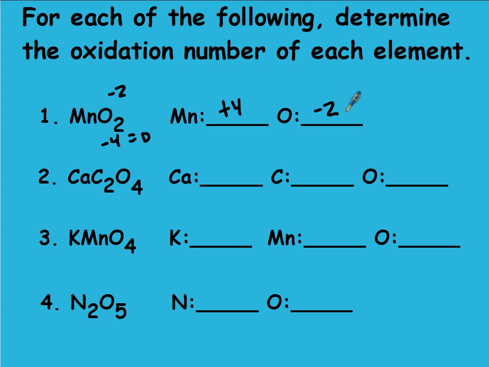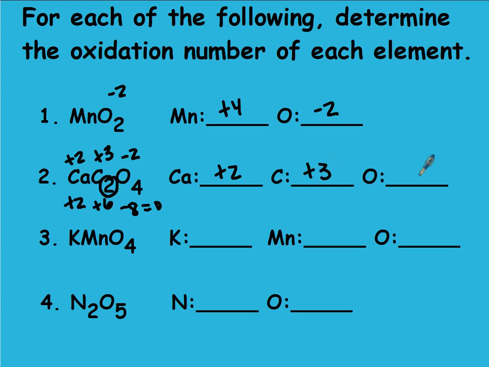So oxygen was -2 times 2 is -4, so manganese was a +4. The second one, calcium is group 2A, so that's a +2. Oxygen's a -2, so that's -8. So that means carbon must be a +6. But notice I have 2 carbons, so 6 divided by 2, each carbon must be a +3. So I've got a +2, a +3, and a -2.